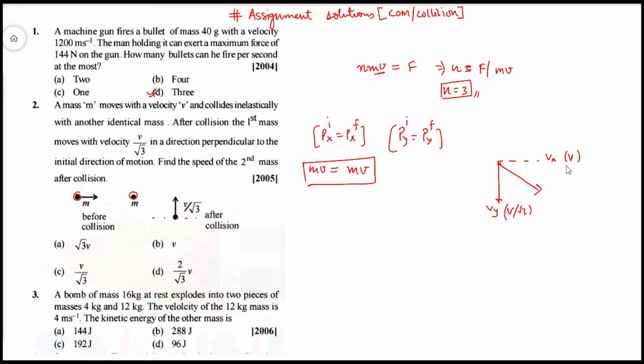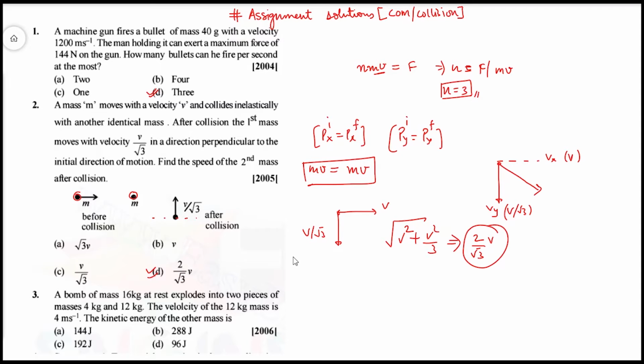So for the second guy I can write its speed in x direction is v, and its speed in y direction is v by root 3, and the net speed, if you want to calculate, is going to be the square root of v squared plus (v by root 3) whole squared, so that is going to be v squared plus v squared by 3, and this is going to give you 2 by root 3 into v.